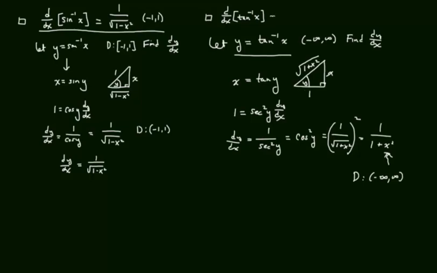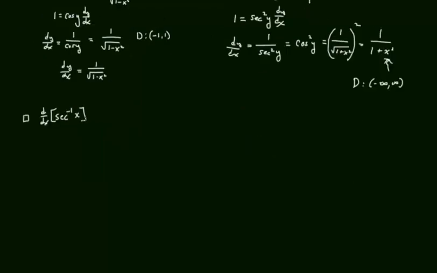So that's kind of nice. So this equals 1 over 1 plus x squared, and that's true for all x. Now let's move on to the derivative of the inverse secant of x. Again, I think you could press pause and continue here. We're going to let y equal the inverse secant of x with the domain negative infinity to negative 1, union 1 to infinity, and the goal is to find dy/dx as we have defined it.